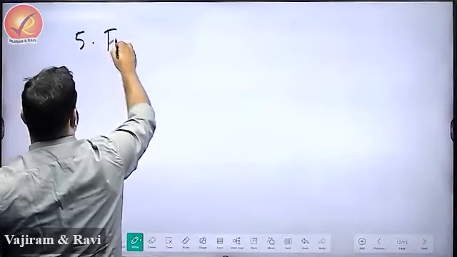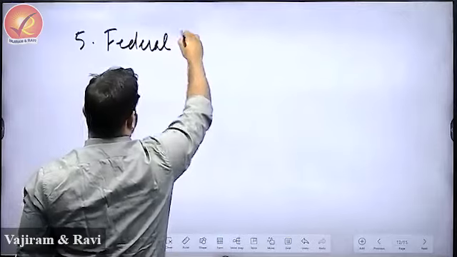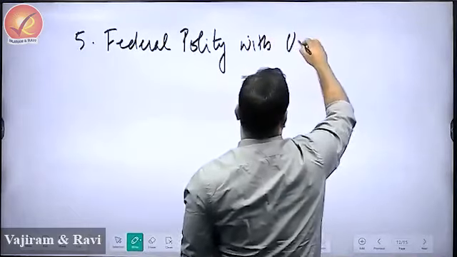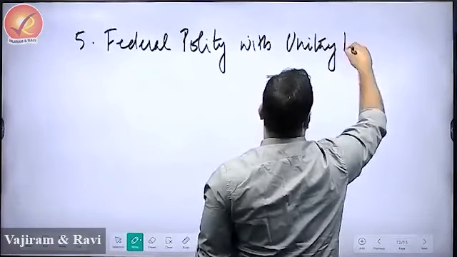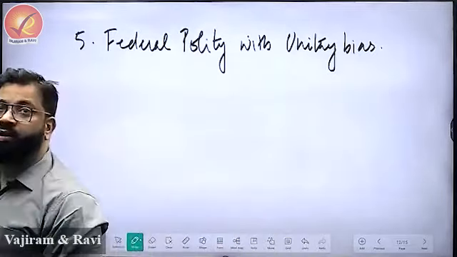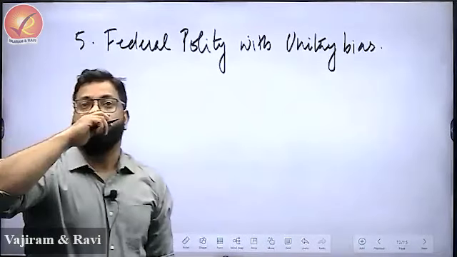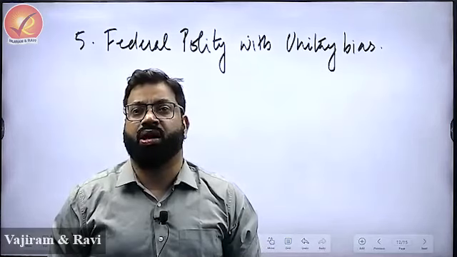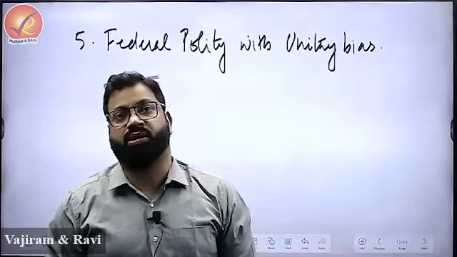Federal polity with unitary bias. Federal polity with unitary bias. But even in judicial supremacy, we saw that the constitution is supreme over the judiciary. So don't we have judicial supremacy?